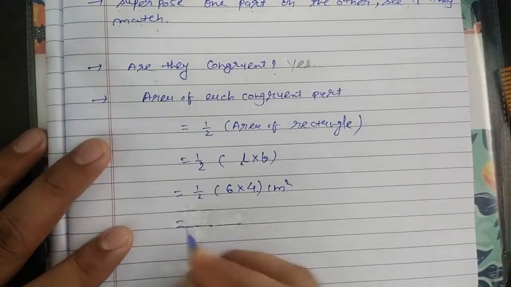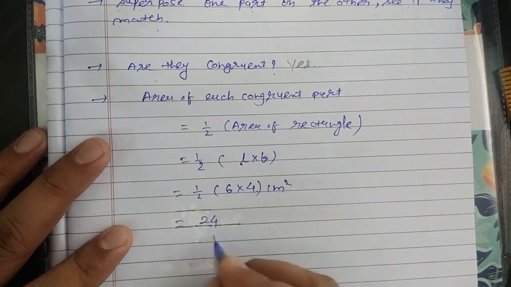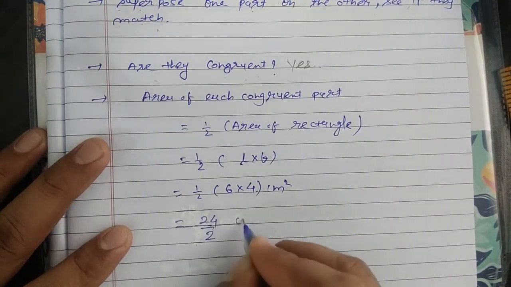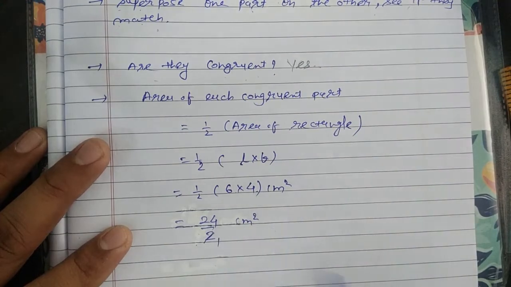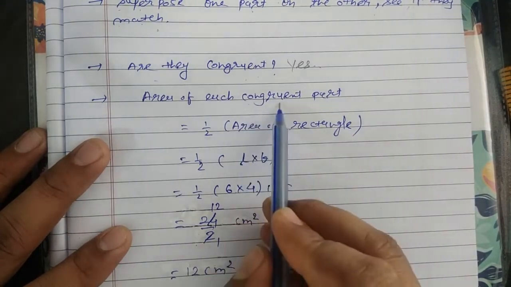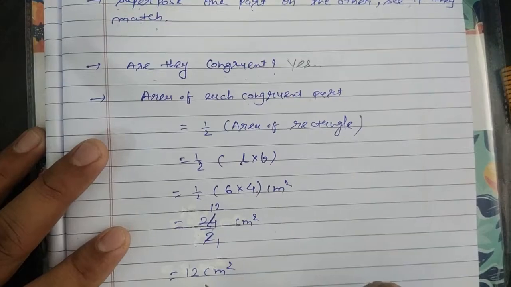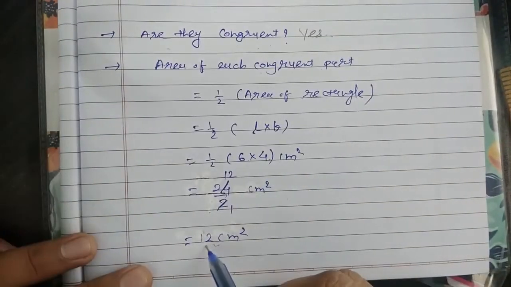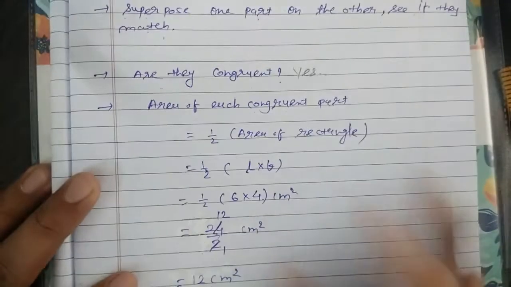6 4s are 24, divided by 2, centimeter square. 2 1s are 2, and 2 12s are, or 12 2s are 24. So the answer is 12 centimeter square. So the area of each congruent part of a rectangle, here it is 12 centimeter square.